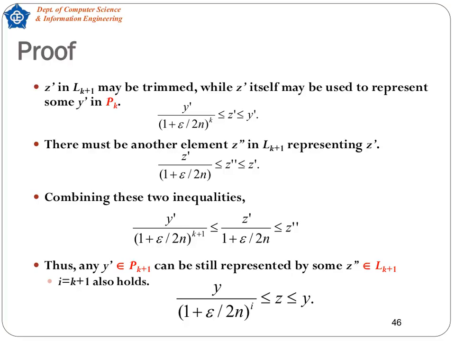Take any y in P. By construction, there's a corresponding element z' in L that already satisfies y'/(1 + ε/2n) ≤ z' ≤ y'. When z' undergoes trimming, the process guarantees another list entry z'' in L with z'/(1 + ε/2n) ≤ z'' ≤ z'.